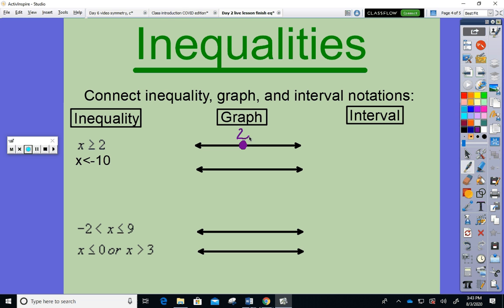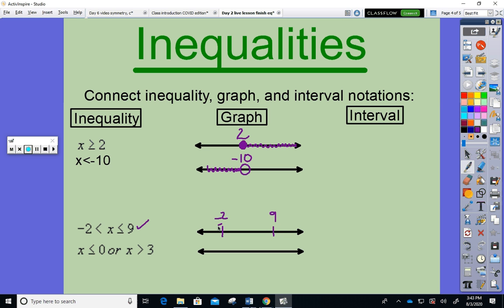X is greater than or equal to 2 is shade to the right. If it's just less than or just greater than, it's open circle. X is less than negative 10 is shade to the left. In the next compound inequality, I see that X is sandwiched between negative 2 and 9.